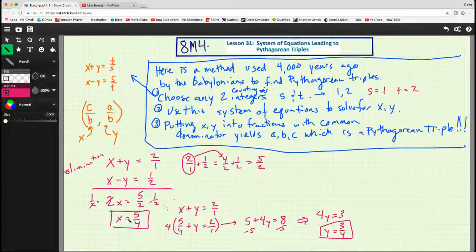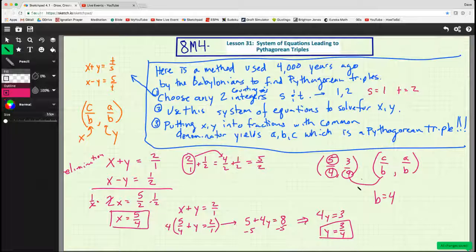So let me put my answers together. So my answer is 5 over 4, 3 over 4. And now watch this. I'm going to copy this over. Remember, here's the form: C over B, A over B. So my denominators are the same, so that's my B. So B equals 4. My C is my X value. So my C is 5, and then my A value is 3. So voila, look at that. How cool. I have my Pythagorean triple of 3, 4, 5.